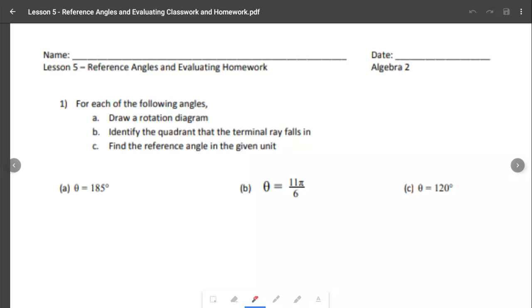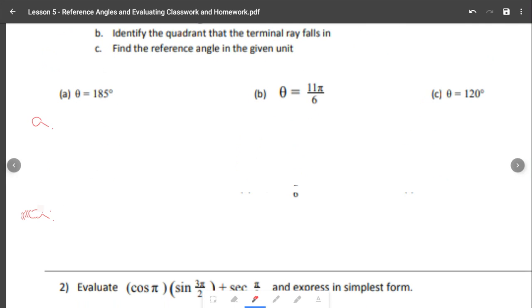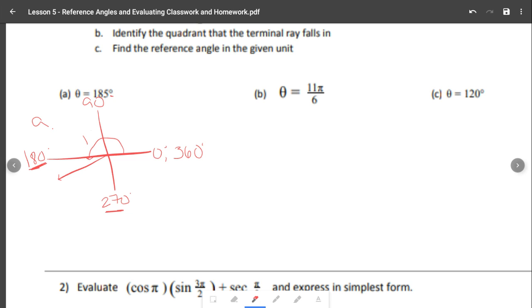So for 185 degrees, we need to figure out which quadrant it would fall in. So if you remember, 0 degrees starts on the left, and then we go counterclockwise, 90, 180, 270, and then back up to 360. So 185 is between 180 and 270. So we should be drawing our ray in the third quadrant. And rotation, remember, we go counterclockwise. So there is the 185.